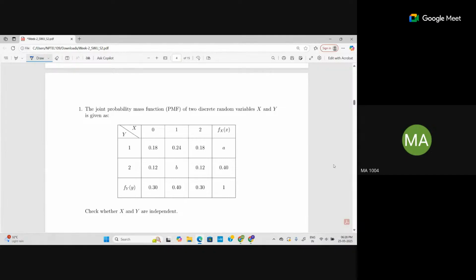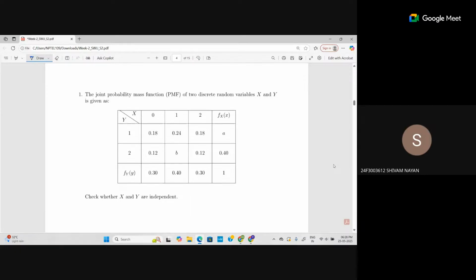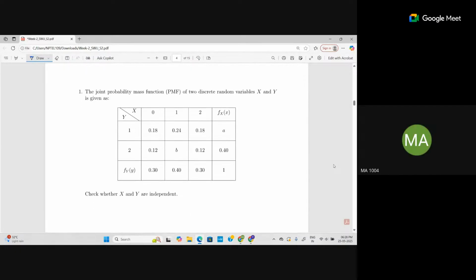So what thing we have to check? What is the condition to check this question? Joint probability equal to product of marginal probability of x into marginal probability of y is equal to joint. So for this particular value, what product I have to check? 0.30 into a. So this should be equal to the product of 0.30 and a.